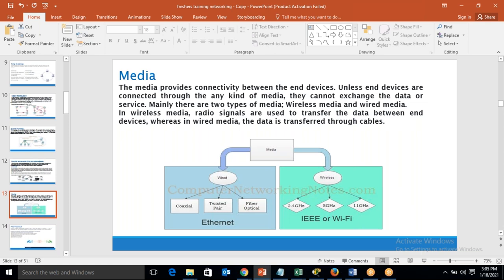You can see the small distinguishing table over here. In wired media, there are three types of cables: the coaxial cables, twisted pairs, and the latest technology, fiber optics or optical fiber. And coming to the wireless network, there are different frequencies where you can transfer the data through radio waves. Okay, clear? Yes.